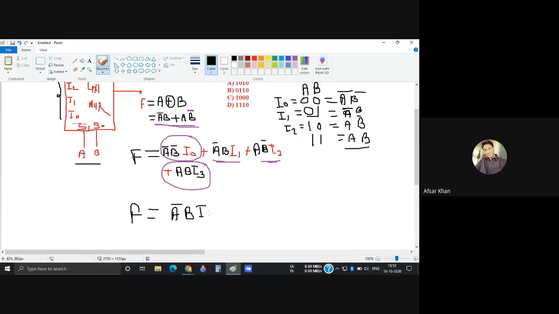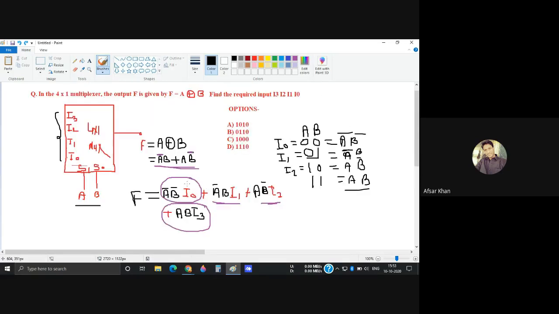plus AB bar I2 only. All the remaining terms must be 0. If we want to make the I0 term 0, we have to make I0 as 0. Here we have to make I3 0. Here we have to make I1 1. Here we have to make I2 1. Because we need only these two terms.